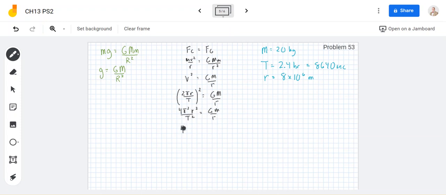So I end up with 4 pi squared, and this is going to multiply r times r and get r cubed, all over T squared G. And that's going to be equal to the mass of the planet. And luckily, I know the radius of orbit, I know the period of orbit, I know the g value, so we can just plug and chug and solve.